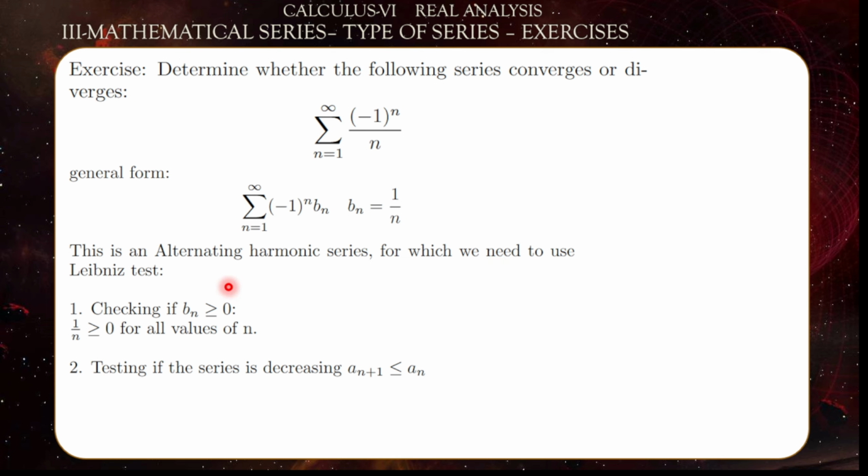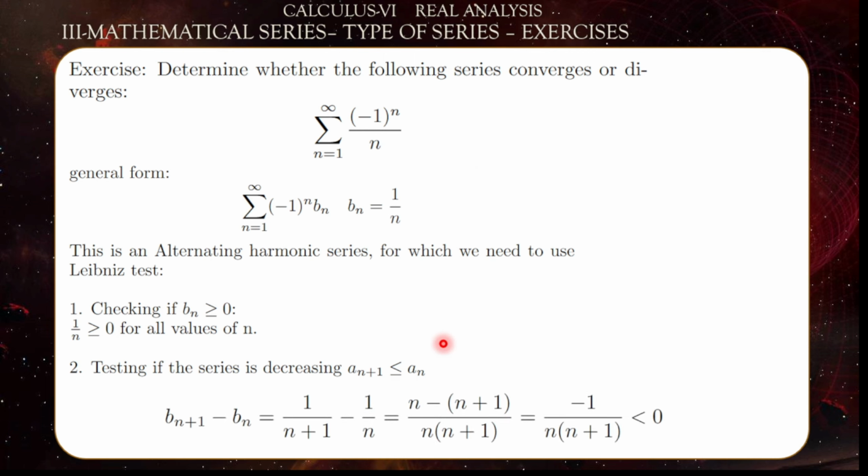Leibniz test is given by three criteria again. You have checking if bn is greater than or equal to 0. That's the first one. 1 over n is always greater than or equal to 0 for all the values of n within the natural numbers. That's one. Second, testing if the series is decreasing, which means an plus 1 is less than or equal to an. So we need to check if it is monotonically decreasing.